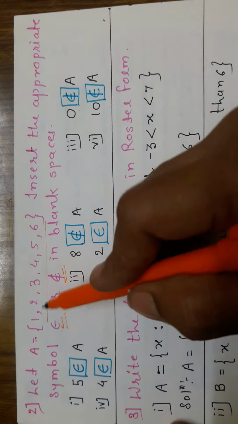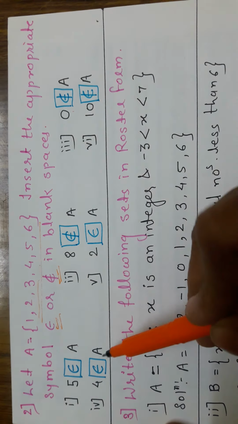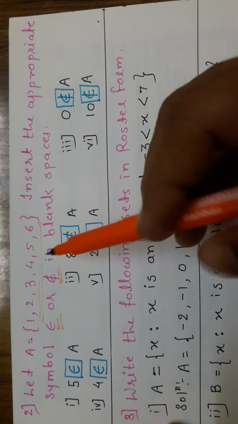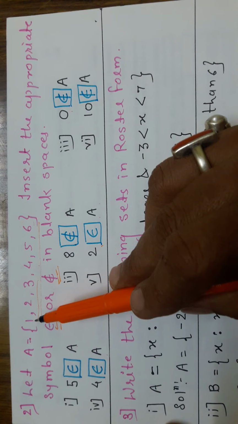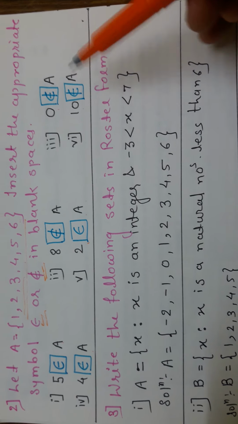0 is there? No, that's why it does not belong to A. 4 is there, that's why it belongs to A. 2 is there? Yes, it belongs to A. But is 10 there? No, because the set starts with 1 and ends with 6. That's why 10 does not belong to A.